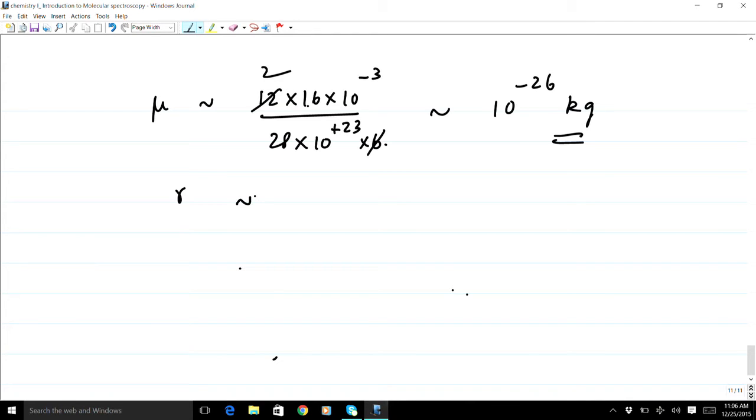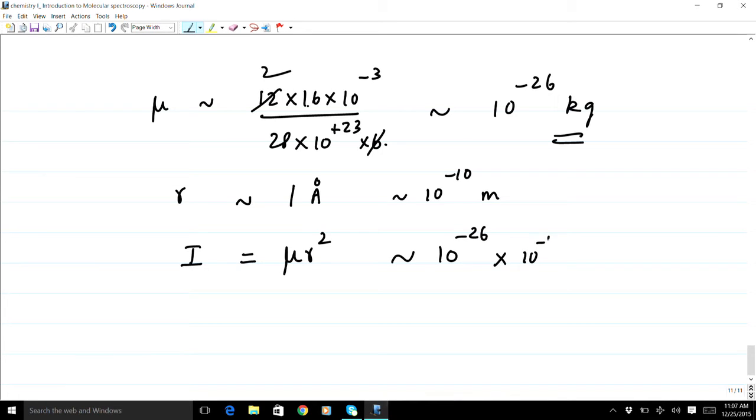Let us assume that the bond length is somewhere between 1 and 1.2 angstroms. So even if we keep 1 angstrom, that is 10 to the minus 10 meters. Therefore, I, which is mu r squared, is approximately 10 to the minus 26 kilogram times 10 to the minus 10 squared meter squared, which is about 10 to the minus 46 kilogram meter square. This is the moment of inertia.